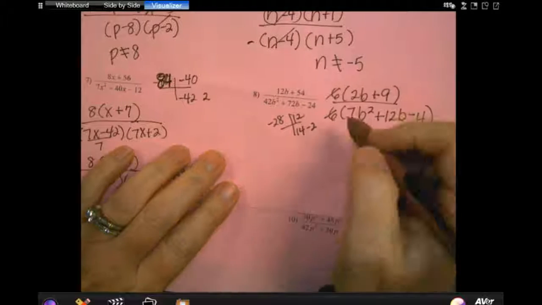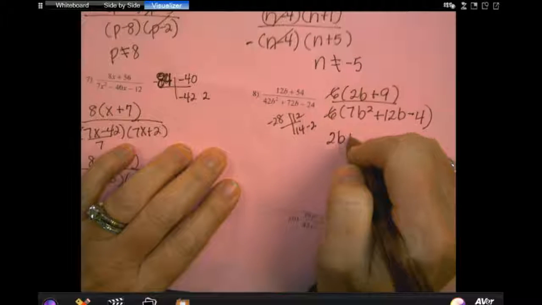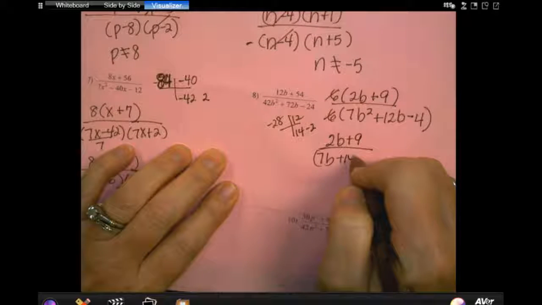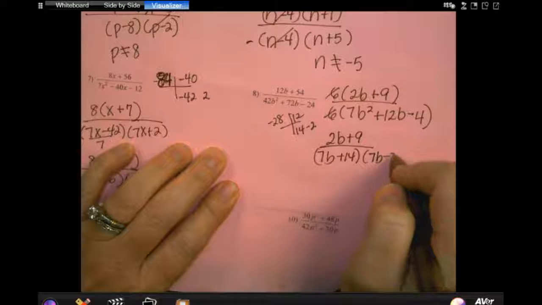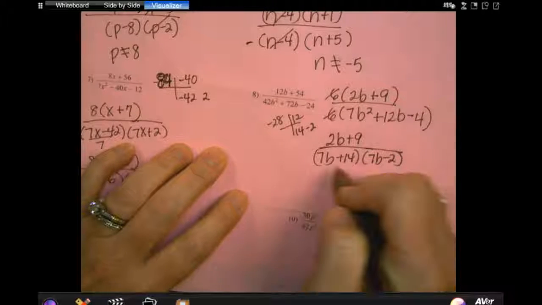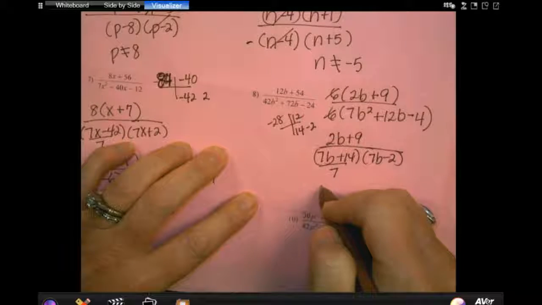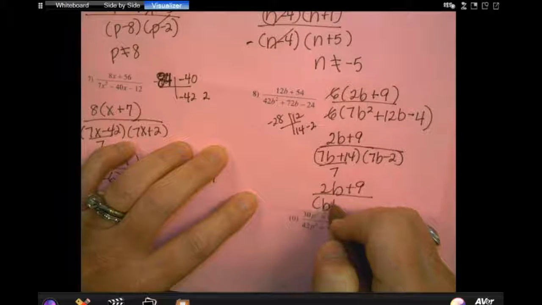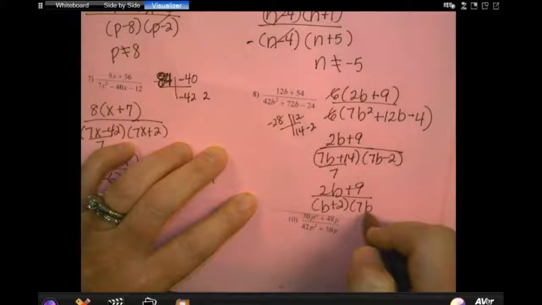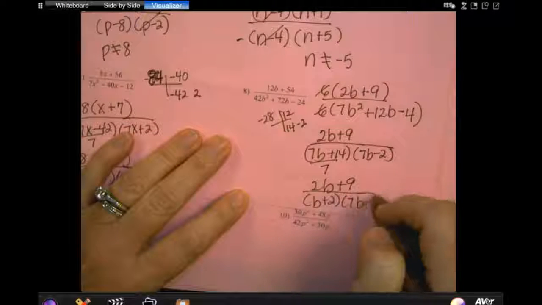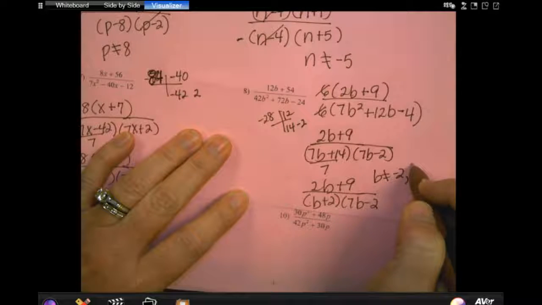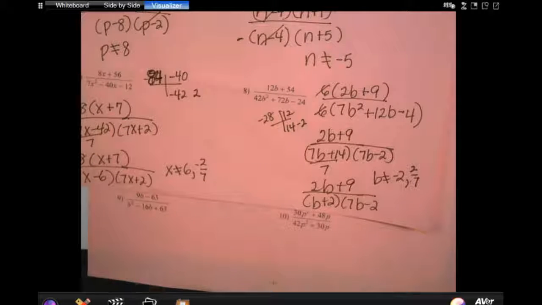Okay. So I have 2b plus 9, and then I get 7b plus 14, and 7b minus 2. This divides by 7. So my restricted value is negative 2, and then a positive 2/7 this time.